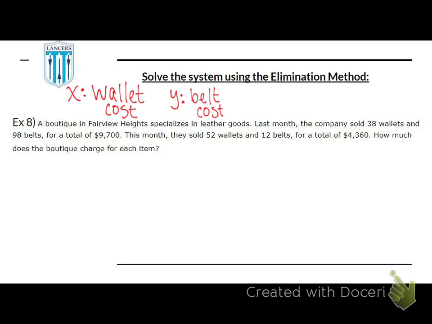So we have to build our two equations. For the first one, what coefficient do you think goes on the X? 38. There were 38 wallets. So 38 times the wallet cost, plus, we also sold belts. How many belts? 98 belts times Y is equal to how much money they made. What do we think the other equation would be? 52x plus 12y.